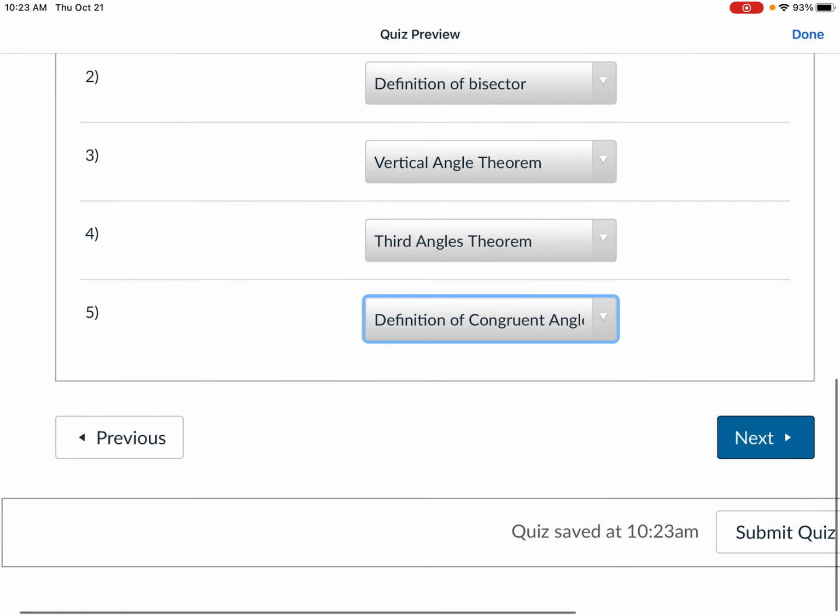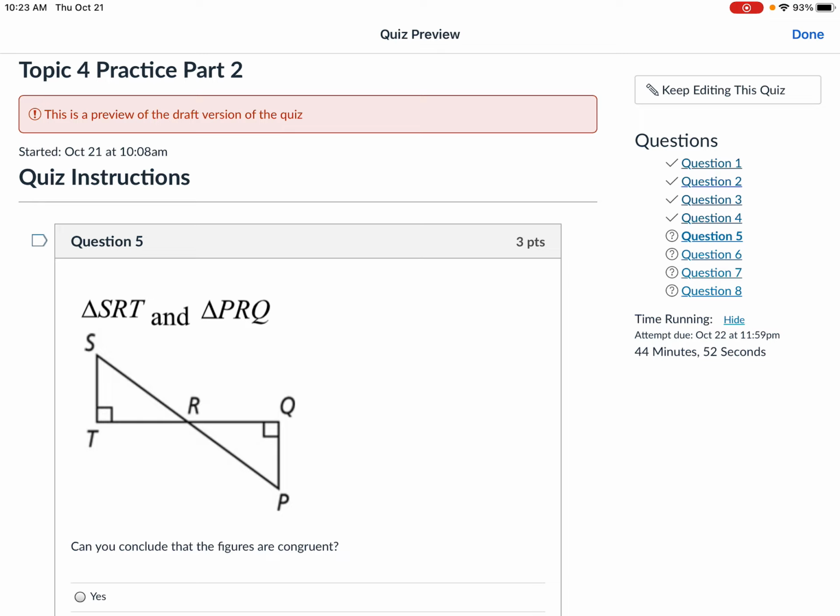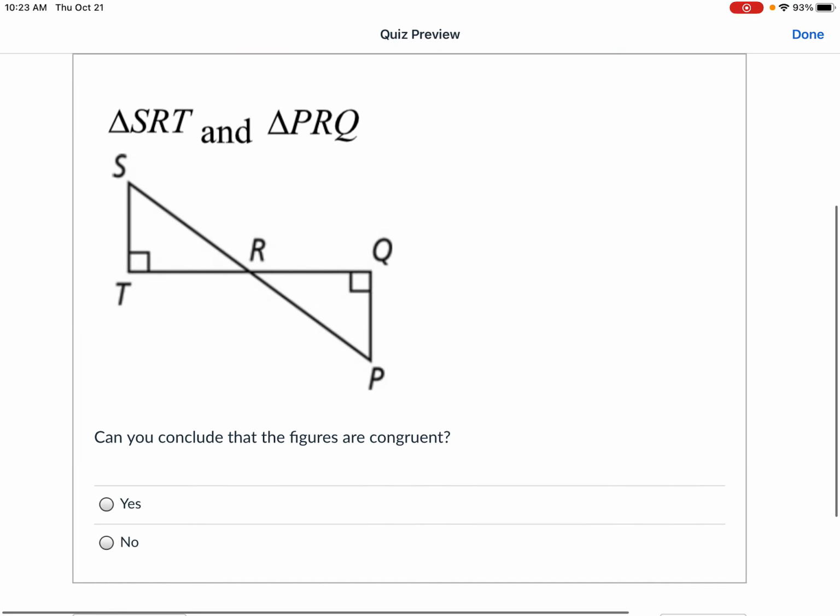So we move on down now to the next problem. And it's asking, is the information in this picture enough to tell us that the figures are congruent? All right, so we have to look very carefully at what information we have right here. First off, we have that angle T and angle Q are right angles, and that's good stuff. We also have in the middle of this picture one of those situations that we have to be on the lookout for. We've got vertical angles. Right around point R, we've got two vertical angles.